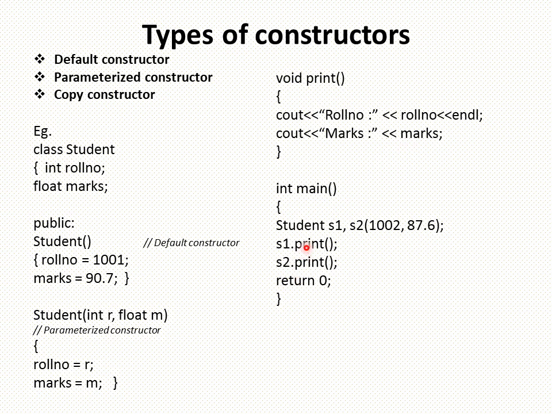And then it comes back to the main function. Here we are calling S2.print(). So the values for the object S2, what are the values? 1002 and 87.6. So these values will get printed by invoking this function. And the main function is over. I hope you have understood.